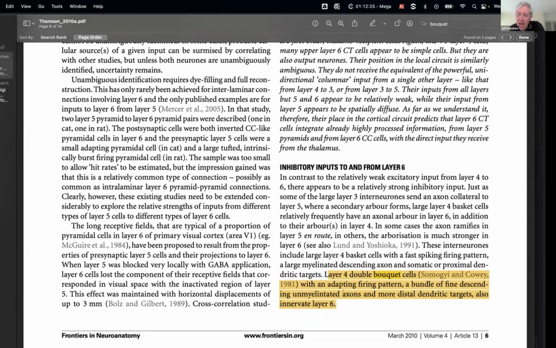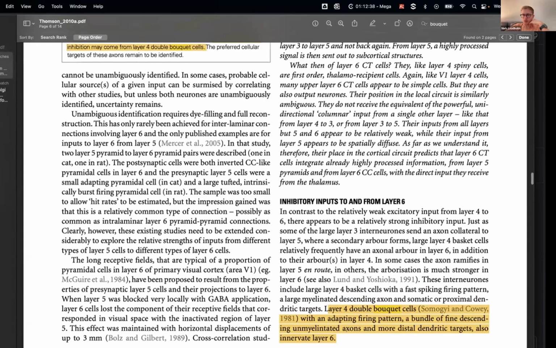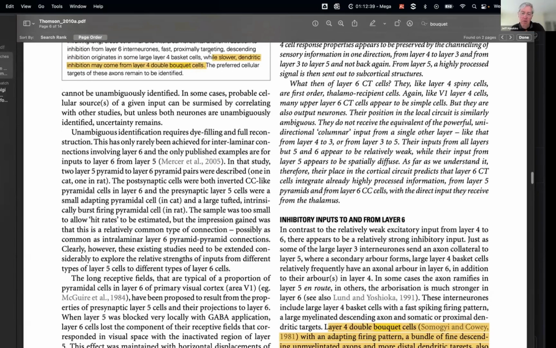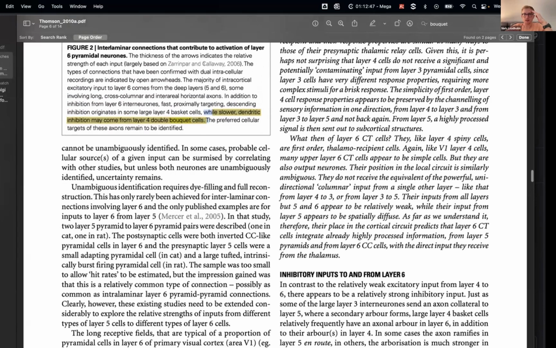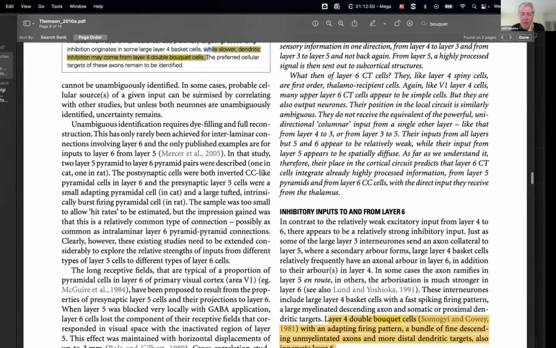Right. But yeah, layer 4 double bouquet cells at least project down to layer 6, and I think this is what you were talking about, that it's fine unmyelinated axons. So that would be potentially very slow. And here it's also described as slower dendritic inhibition may come from layer 4 double bouquet cells to layer 6. So that's great. Maybe I knew that, maybe I didn't. I think that's where the earlier discussion about slow inhibition came from.